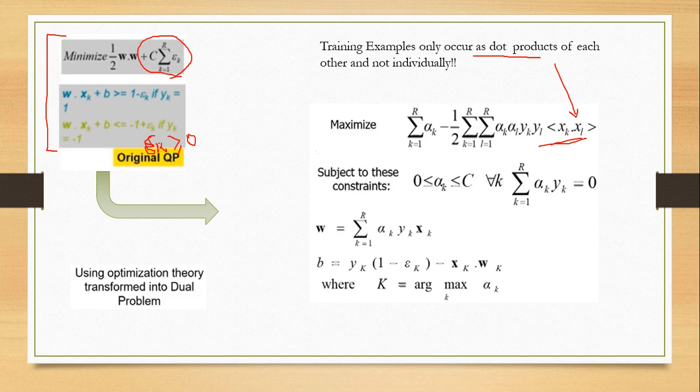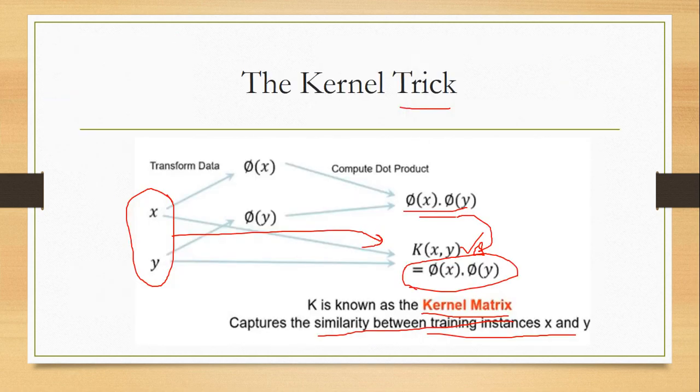We mainly have to focus on this, because alpha are the constants. What about yk and yl? These are nothing but labeled values, so just ignore those also. We will not discuss this thing. So finally, the slide says that if you do phi x into phi y, and if you apply the kernel trick, then you will get the same answer. You will get the same answer for both.